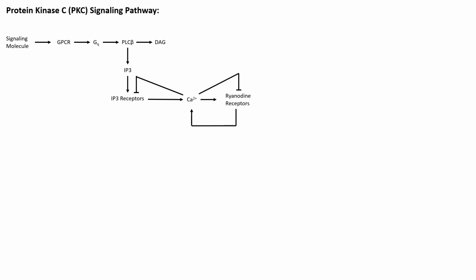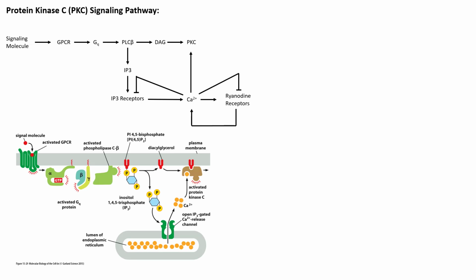As calcium concentrations increase, there's a negative feedback loop both on the ryanodine receptors and the IP3 receptors. And as we said, DAG goes on to activate PKC or localize it to the membrane. And with the effects of calcium, you have full activation of PKC. And this is being shown in this figure here.